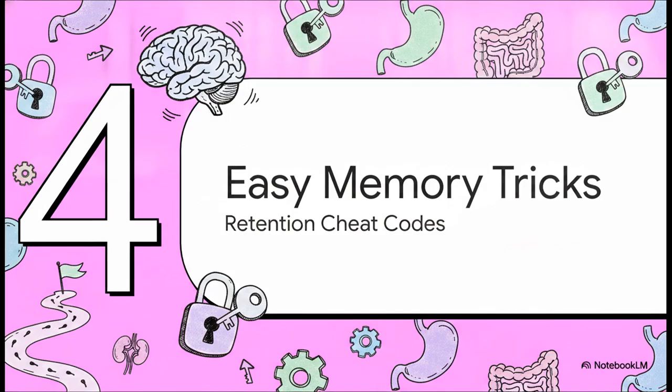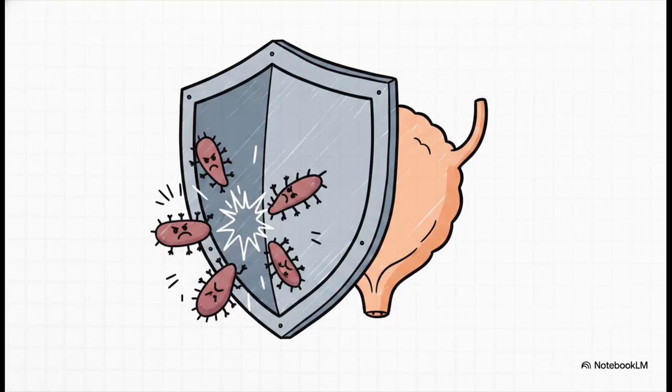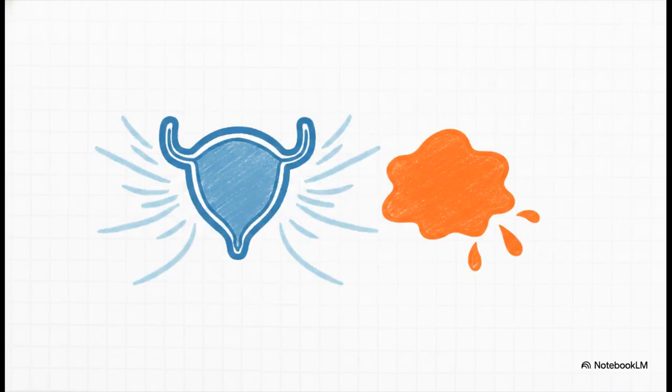Okay, we've covered the what and the how. Now for part 4, easy memory tricks, your retention cheat codes. First up, antiseptics equal prevention. Simple as that. They do not cure an active UTI, they prevent recurrent ones by limiting growth. Antiseptic equals prevent.